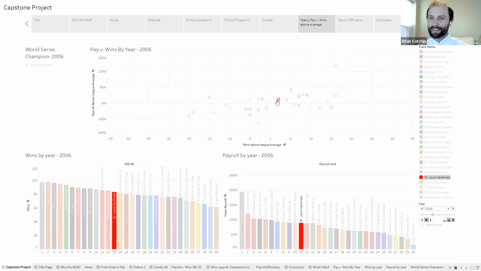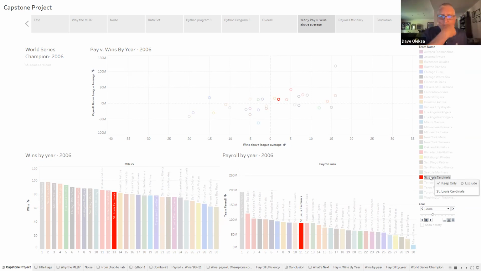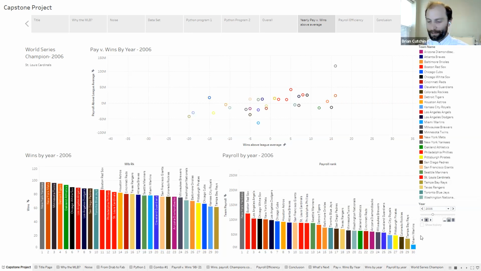So after doing this, I thought, oh, maybe anytime the Cardinals have the 11th highest payroll, they win a World Series championship. However, after looking at my data set by running a pivot table in Excel, that is not the case. These were the only 2 times that happened.